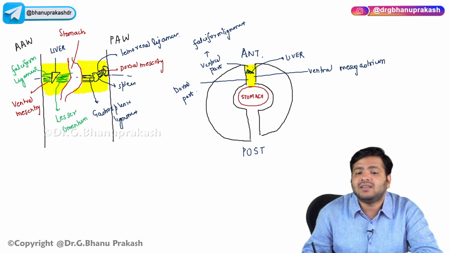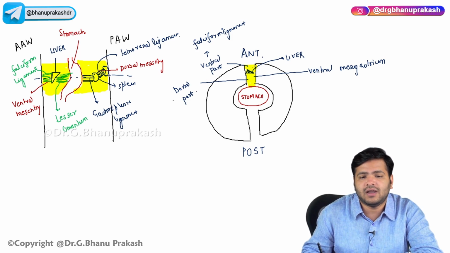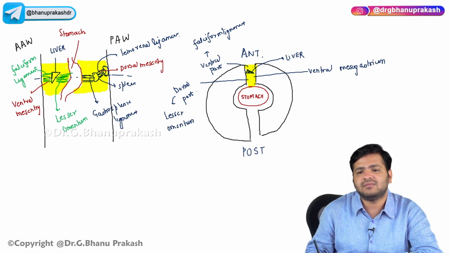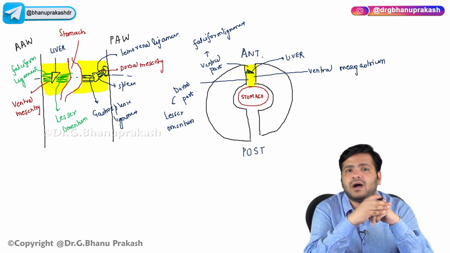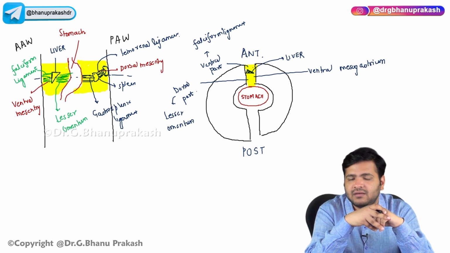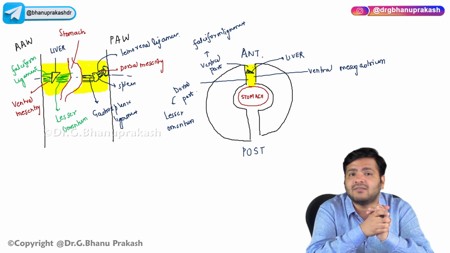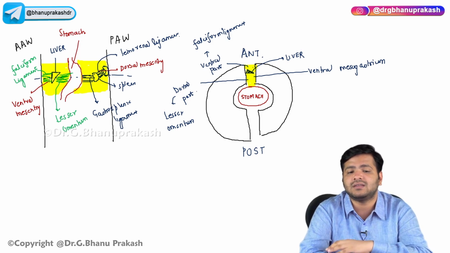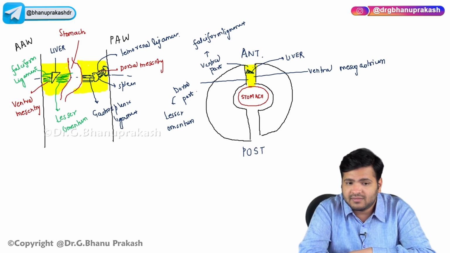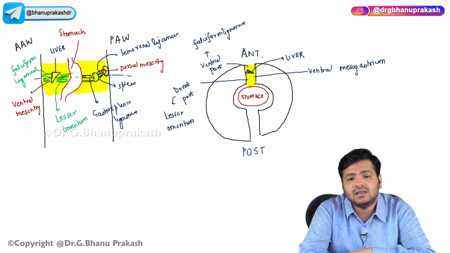The ligament which is connecting the liver to the stomach is called the lesser omentum. Lesser omentum, right? So you can see the ventral mesogastrium has two parts, the ventral and the dorsal part. One which is connecting the liver to the anterior abdominal wall, that is the falciform ligament, and the other one, the dorsal part, is connecting the liver to the stomach, that is the lesser omentum.